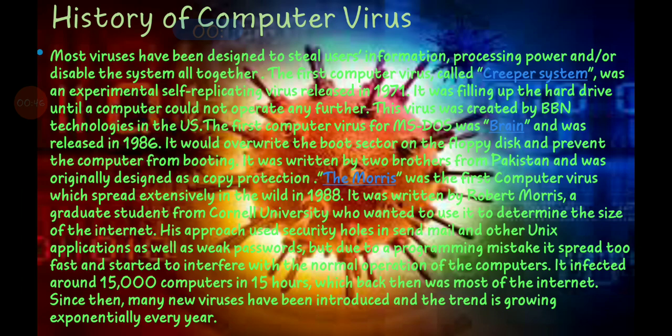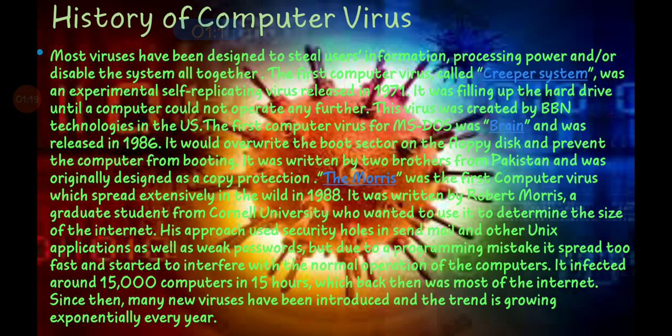The first computer virus for MS-DOS was Brain and was released in 1986. It would overwrite the boot sector on the floppy disk and prevent the computer from booting. It was written by two brothers from Pakistan and was originally designed as a copy protection. The Morris was the first computer virus which spread extensively in the wild in 1988.